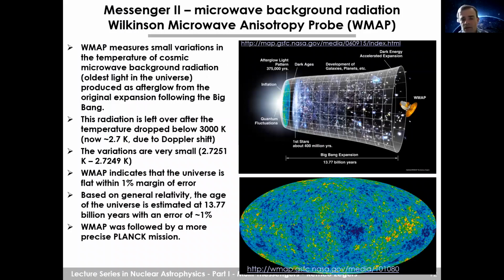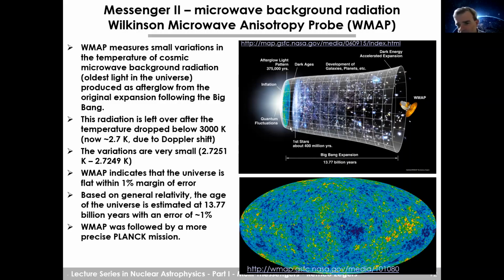So there are other things that we can look at. This is a second type of messenger. We can look at the microwave background radiation. One of the probes that was used for that is the Wilkinson Microwave Anisotropy Probe, WMAP. This probe measures small variations in the temperature of the cosmic microwave background radiation, which is really the oldest light in the universe.